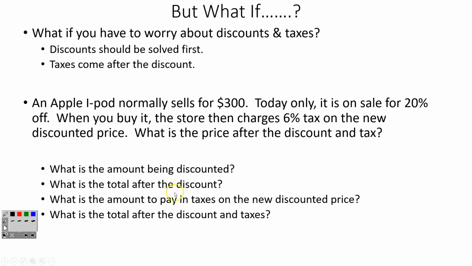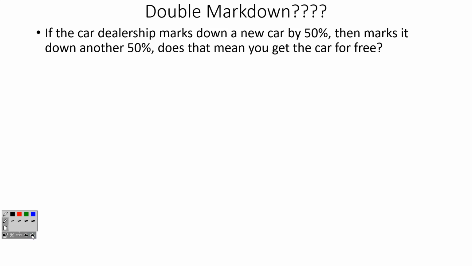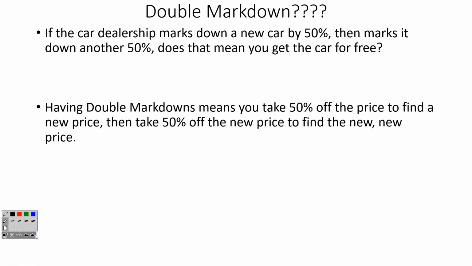Everything else is very, very similar. Sometimes you might have to work on a discount and taxes at the same time, but for today, I'm not going to worry too much about that. A double markdown, again, if something's discounted 50% and then they mark it down another 50%, that doesn't mean you get it for free. They're not going to take 100% off of it. They're just going to take 50% off, and then they're going to take 50% off the new price.